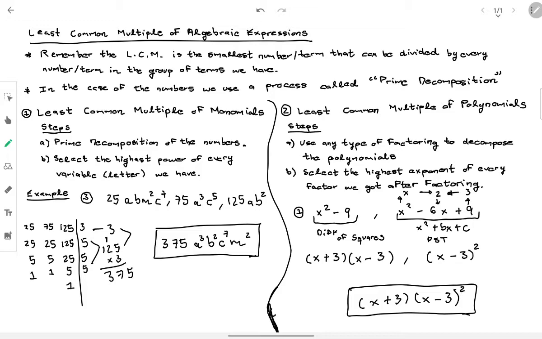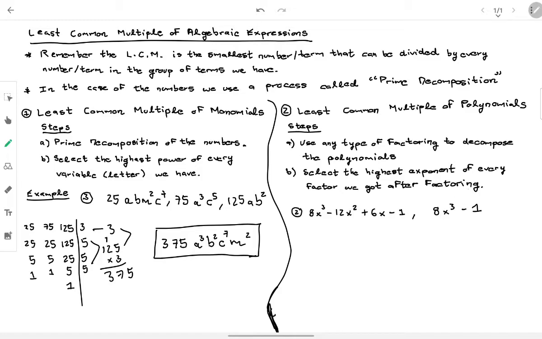So it's very easy. We only need to factorize the polynomials, and after that we will select the highest exponent of every factor we have after doing the factoring. Let's see another example. In the second exercise, we have something like this. We have two different polynomials.